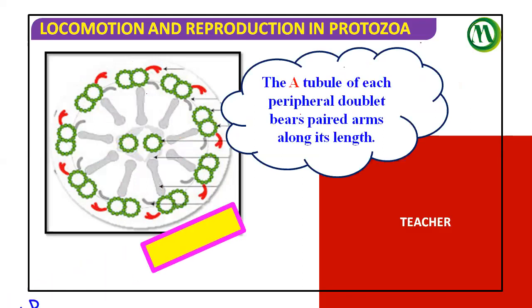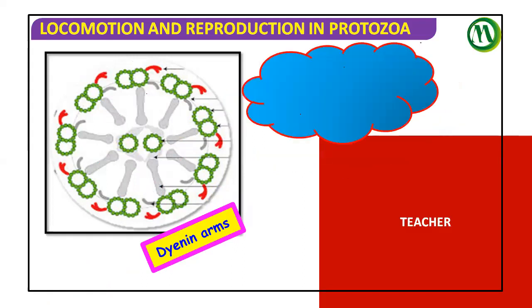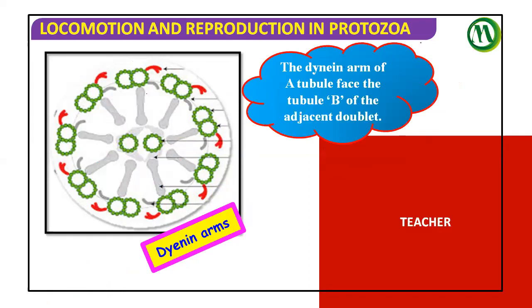Okay, so let me see. The A tubule of each peripheral doublet bears paired arms along its length. Have you seen the paired arms? We say that the paired arms are dynein arms. They are made of a special protein called dynein. The dynein arm of the A tubule always faces the tubule B of the adjacent doublet.